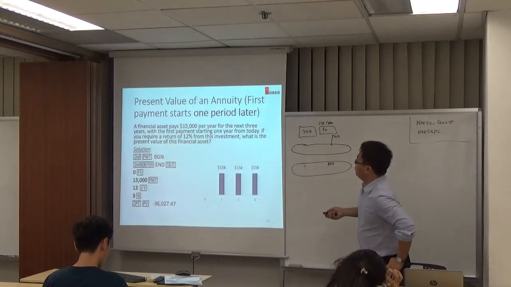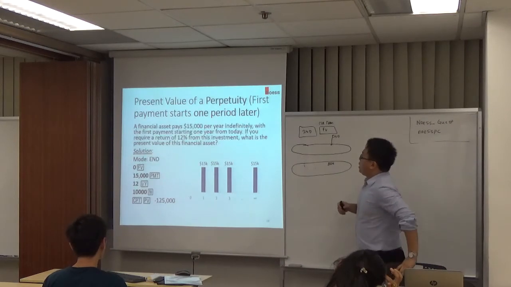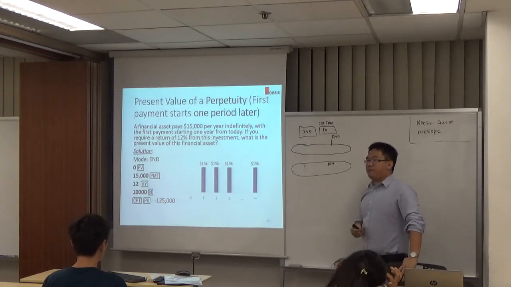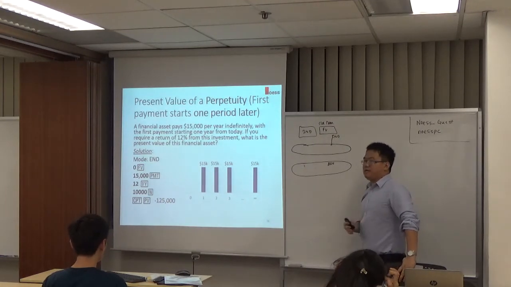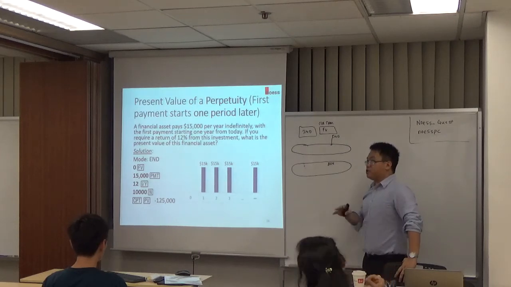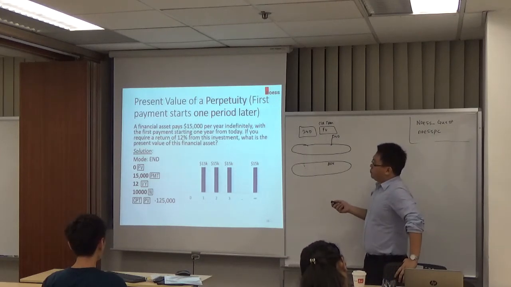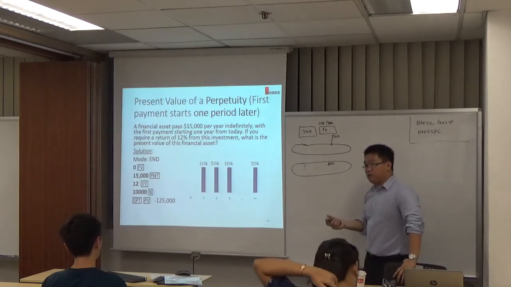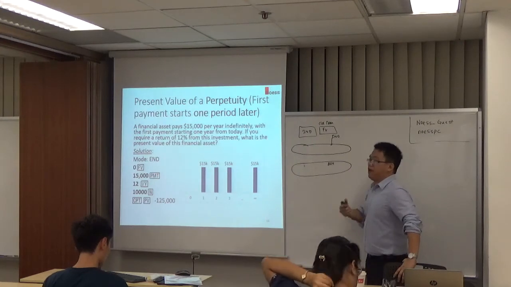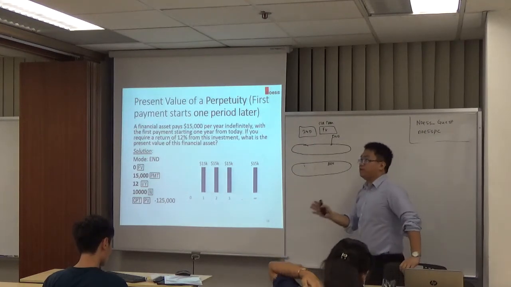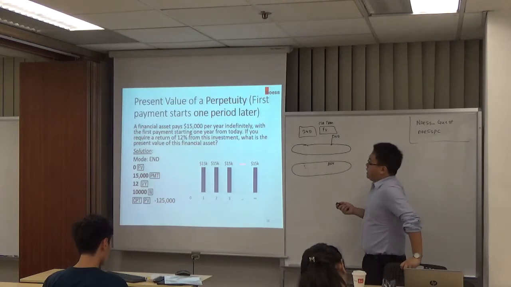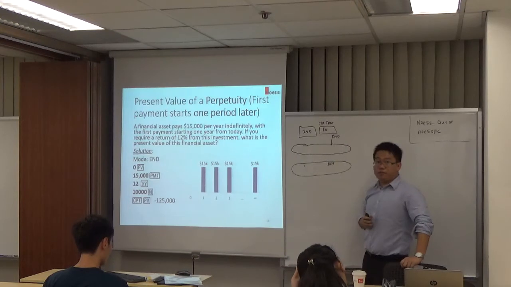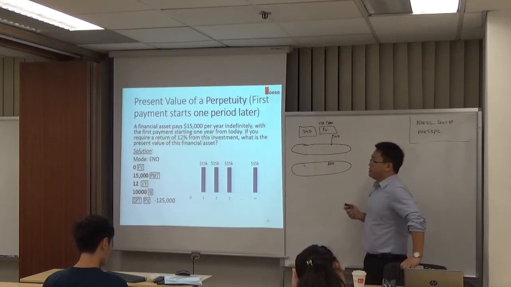So very straightforward. Now, what happens if the annuity keeps going forever? If the annuity payment doesn't stop, we basically call it a perpetuity. That means there's no end to it. So let's say from the same question again, but this time it's a financial asset that pays $15,000 per year, but it pays it indefinitely. That means forever, doesn't stop. In this case, the first payment starts 1 year from today.